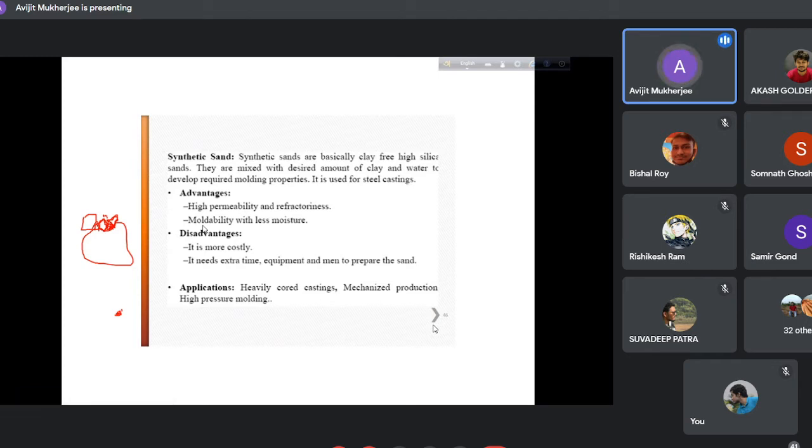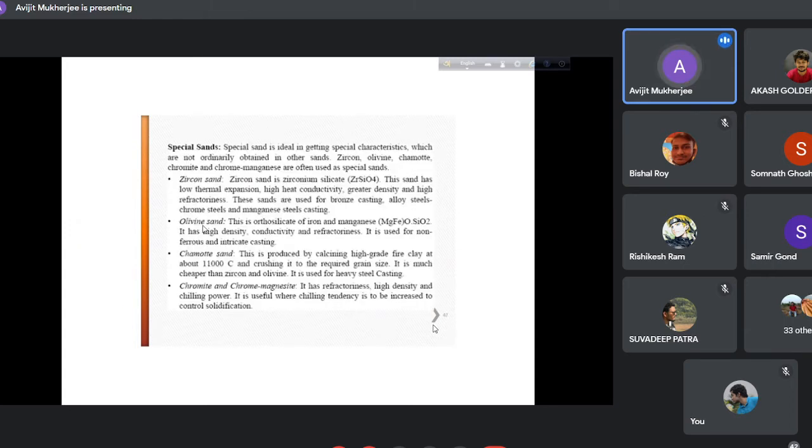So these are the synthetic sands. We may also use some special types of sands for special requirements, like zircon. What is zircon? It is a zirconium silicate, ZrSiO4. This sand has low thermal expansion. Thermal expansion means that on getting the high heat from the molten metal, it will not expand. If it expands, what will be the problem? Some defects will be generated. During the defect discussions, we shall again discuss. Okay. So zircon sand is used for bronze casting, alloy steels, chrome steels, manganese steels, etc.